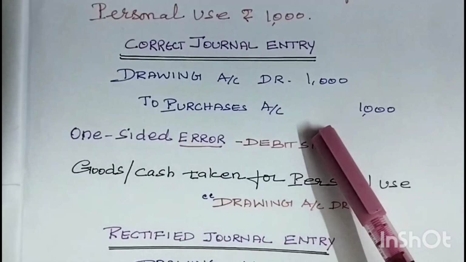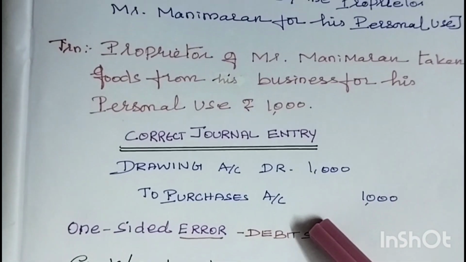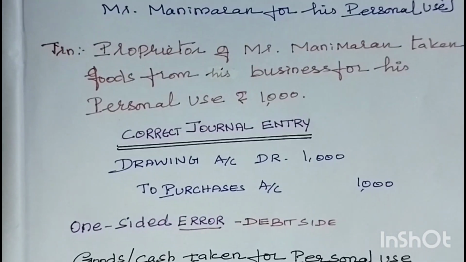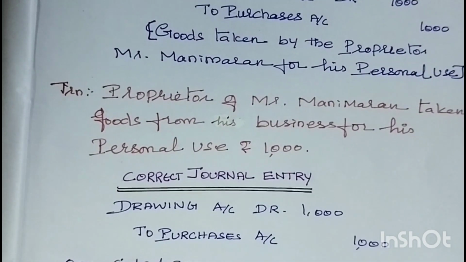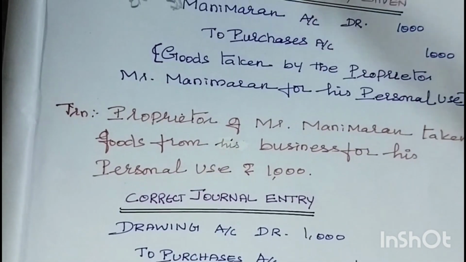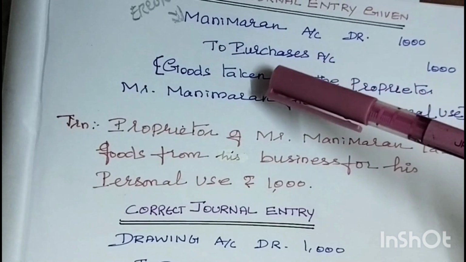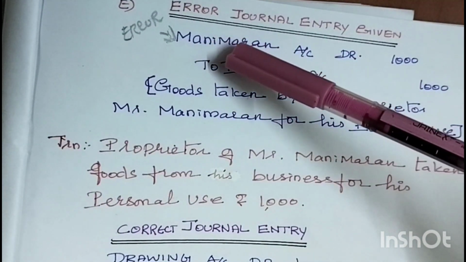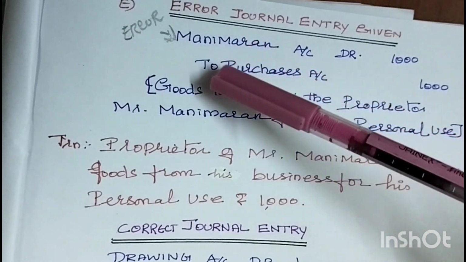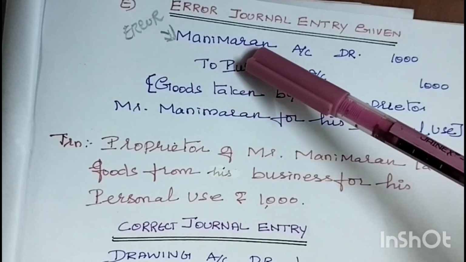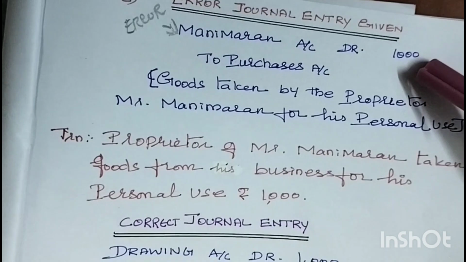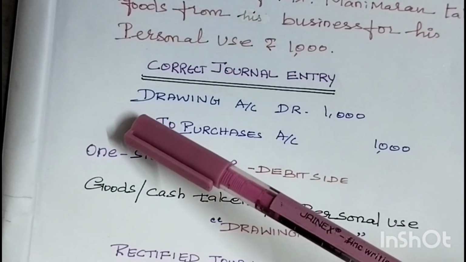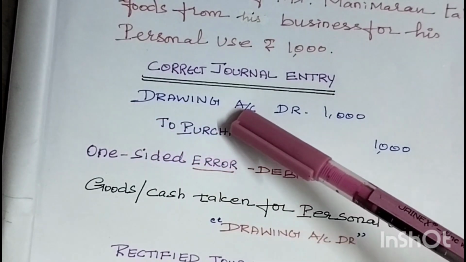Okay. Which side do we have the error? Can you say which side we have the error? Listen, we have to compare both sides, the debtor side and the creditor side. Let's see the debtor side first. What do we have on the debtor side from the given journal entry? On the debtor side we have Manimaran account debtor 1,000 rupees. From this narration, we passed the journal entry on the debtor side, drawing account debtor.